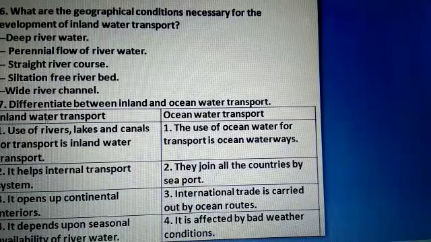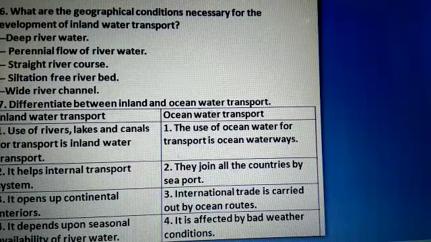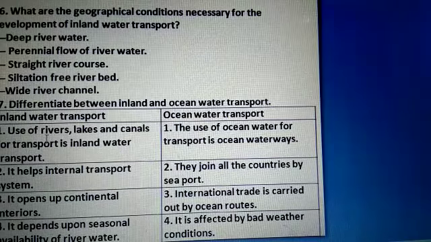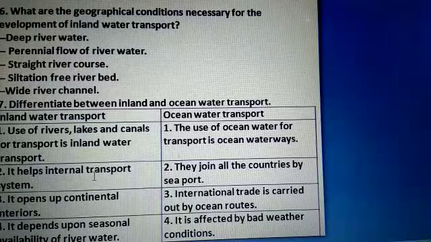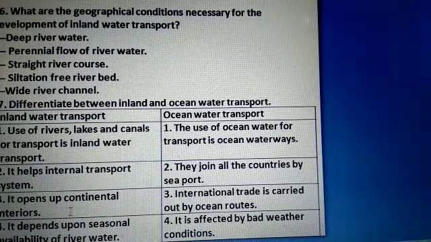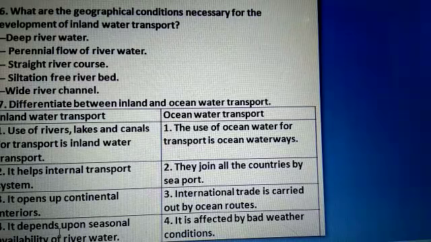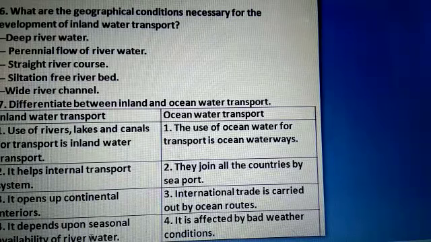Next, differentiate between inland and ocean water transport. Inland: use of rivers, lakes, etc. for transport. It helps the internal transport system. Then it opens up the continental interior. It depends upon seasonal availability of river water.